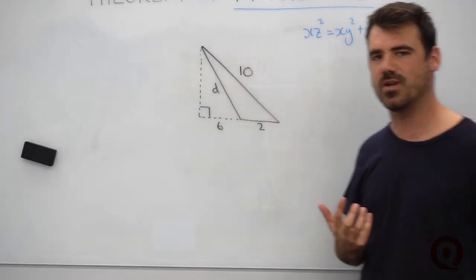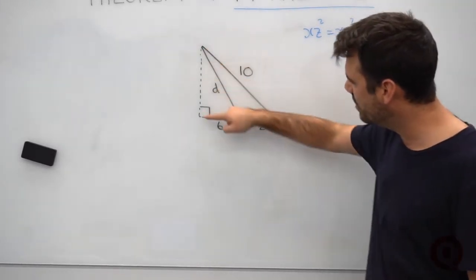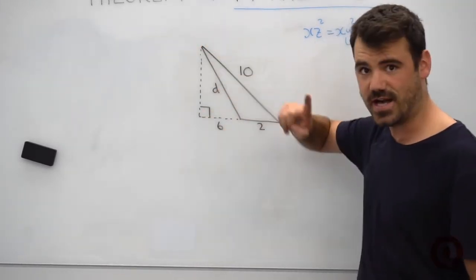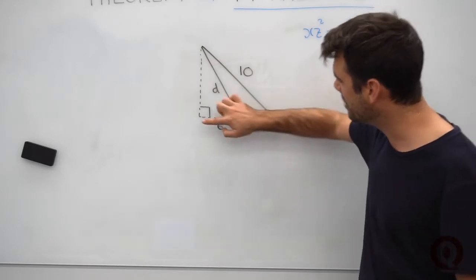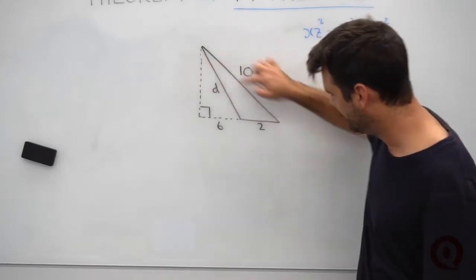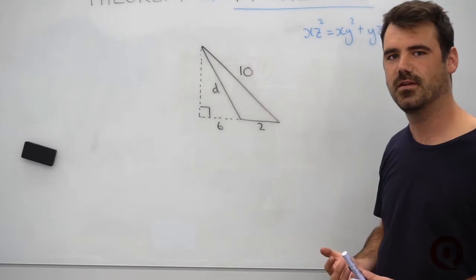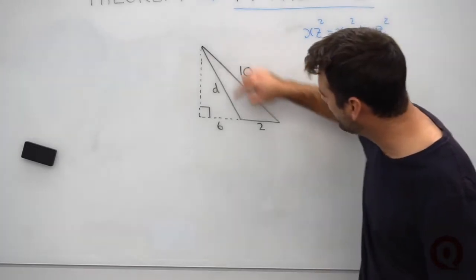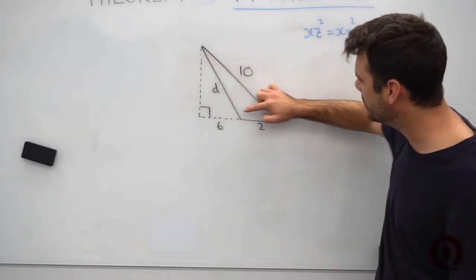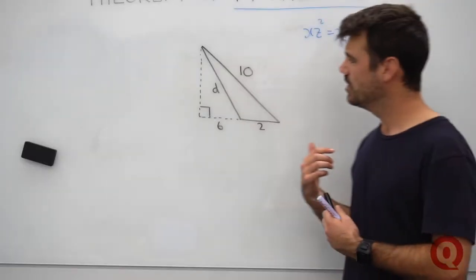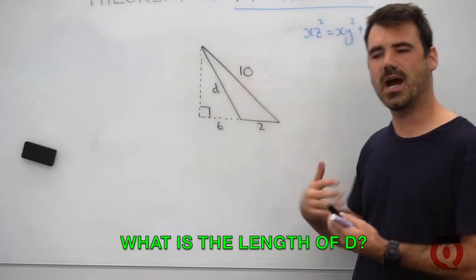Now, what's most important about this? I know that the small triangle over here is a right angle triangle. I also know that the big triangle is a right angle triangle. But this one here, the bold one, is not a right angle triangle because there's no box in the corner. So I'm trying to get to D. How do I get to D?